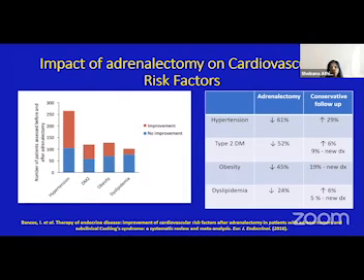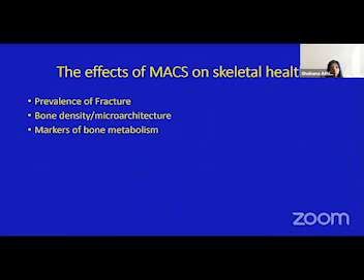This is one of the largest published studies to date on cardiometabolic comorbidities in patients with MACS. And they compared patients who underwent adrenalectomy versus conservatively followed up for management of their comorbidities. Overall, patients who underwent adrenalectomy showed improvement in their cardiometabolic risk factors, but those who were conservatively followed up either had progression or new diagnoses of other cardiometabolic risk factors.